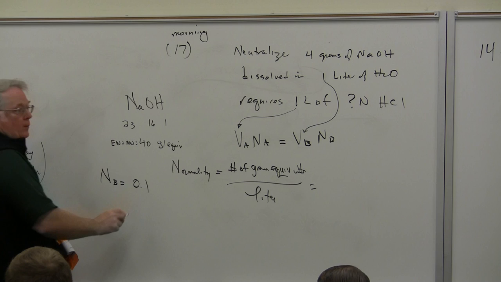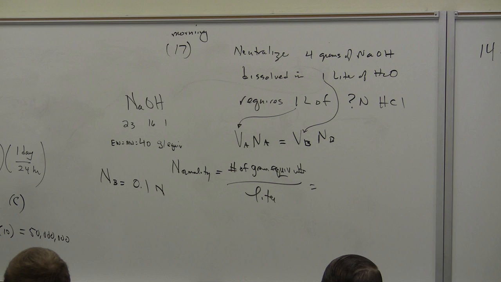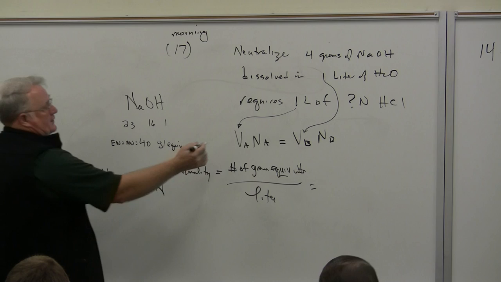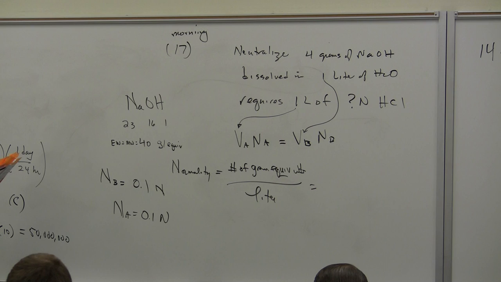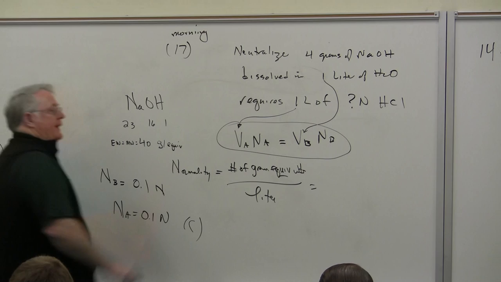0.1 normal, right? 40 grams would be 1 normal, 4 grams would be a tenth of that, 0.1 normal. Okay? So since it's a 1 liter and 1 liter, that means the normality of the acid also has to be 0.1 normal. And that answer is C.